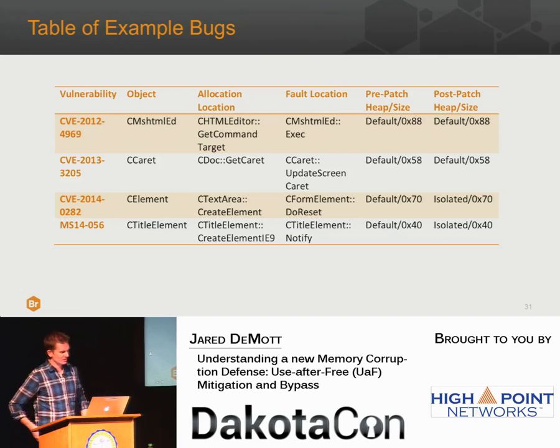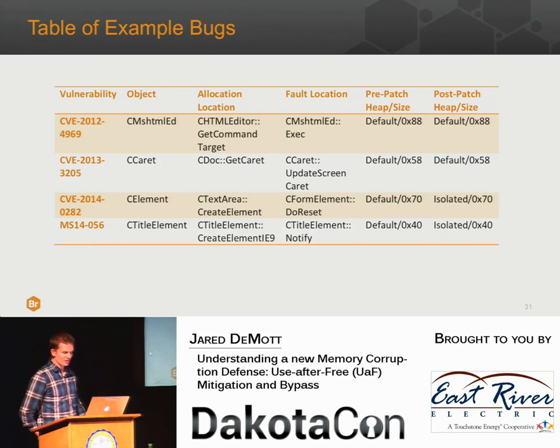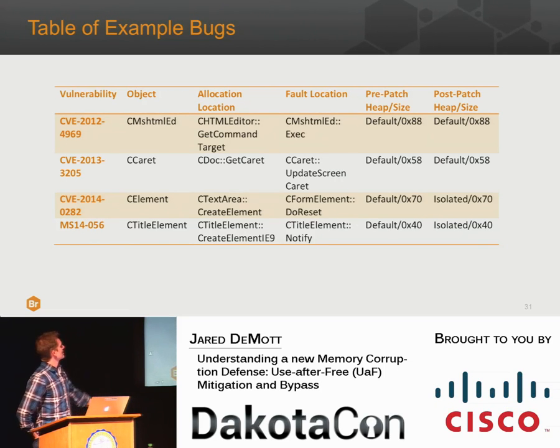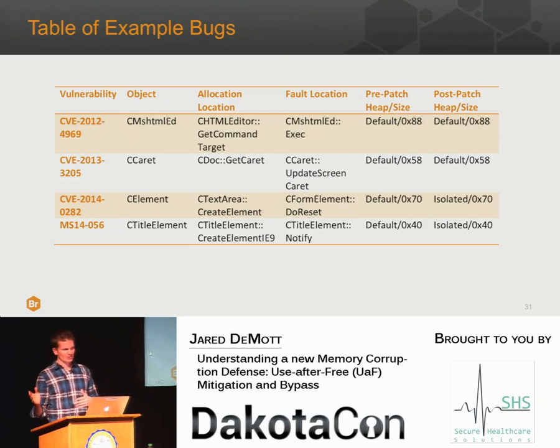Because I had to figure out specific things to do this sort of testing, like what object was being used after free and where did it happen, basically where was it allocated, where was the fault location, what was the size of the object in question, and what heap did it live on before and after the protection. So those were the things that I wanted to track. And interestingly enough, we see that 2 of the 4 still live on the default heap even after the isolated heap was put in place. So that gives you an idea that cleanly separating this object goes to this heap and this one goes to this heap is not always a trivial thing.